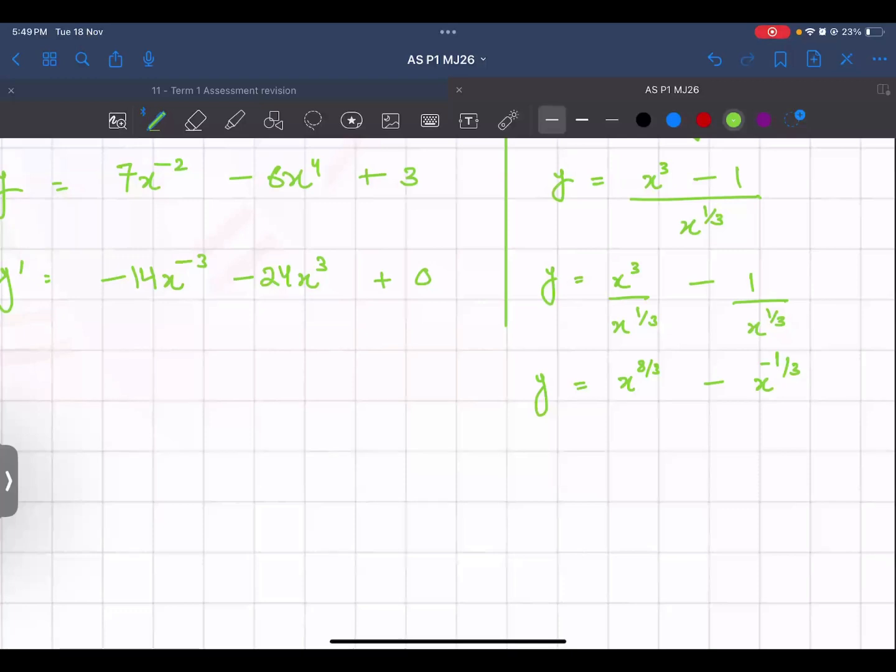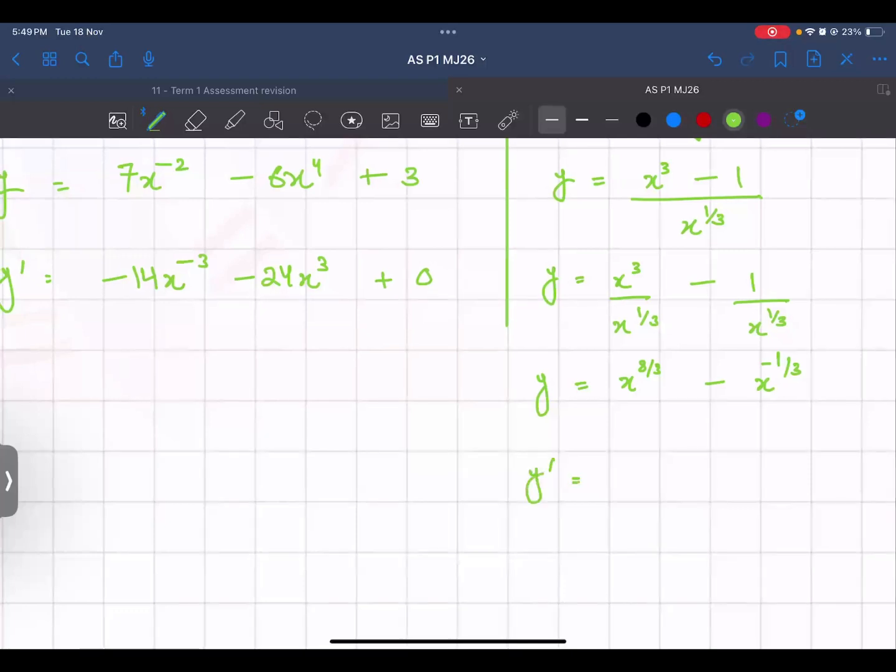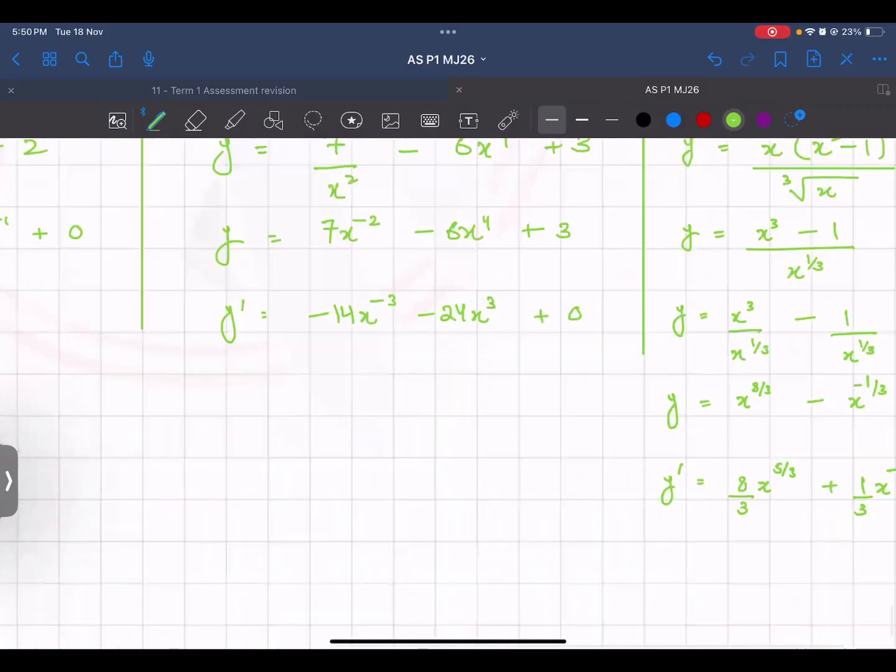So now the derivative would become: the power 8 upon 3 will come down and multiply. So 8 upon 3, x power 8 upon 3 minus 1. 8 upon 3 minus 1 will become 5 upon 3. And again over here, negative 1 upon 3 will come down and multiply. So negative negative becomes plus 1 upon 3, and x power negative 4 upon 3. Negative 1 upon 3 minus 1. This is the answer.